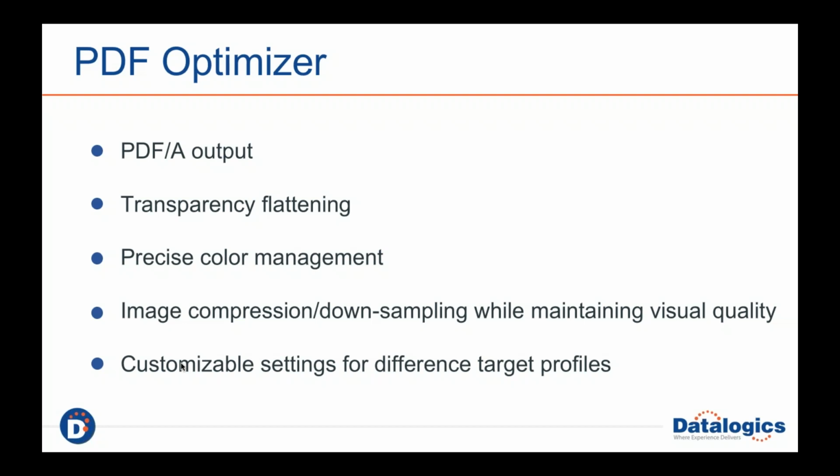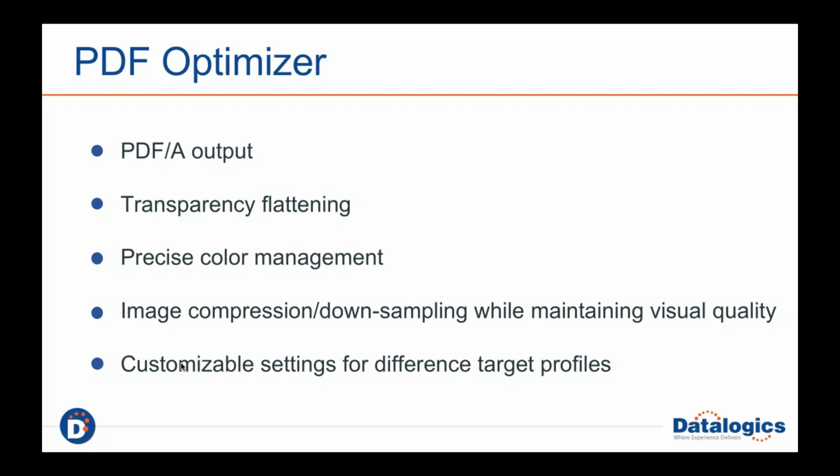So, a bit more about PDF Optimizer. We offer the ability to output to the PDF/A standard for long-term preservation, as we mentioned before. We offer genuine transparency flattening. So we're not doing some kind of thing where you use a print driver to try to make transparency disappear from a PDF. We're actually flattening the components of a document that contain elements of transparency. Also, we've got precise color management for dealing with color spaces correctly and for converting color.